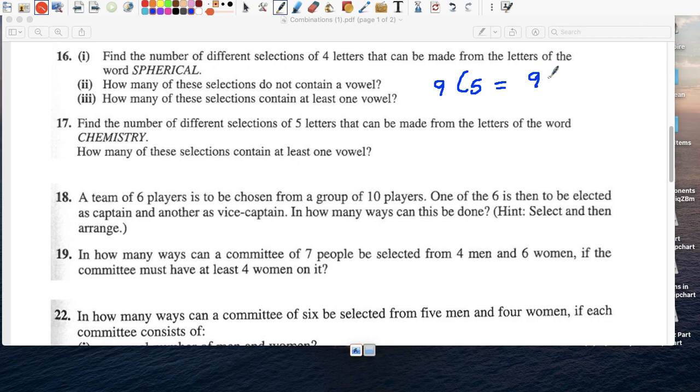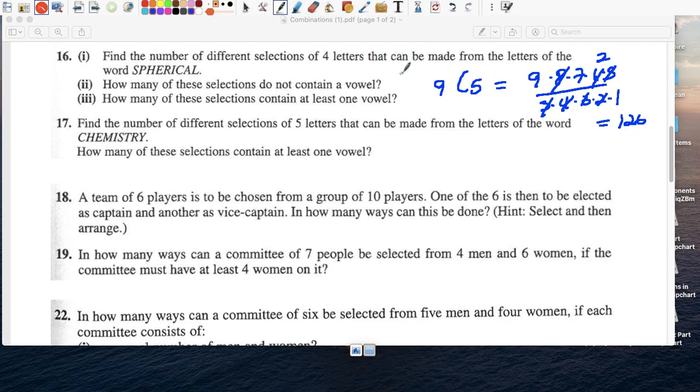So we're going to go 9, 8, 7, 6, 5 over 5, 4, 3, 2, 1. The 5 and 5 cancel, the 4 and 2 get rid of the 8, the 3 and 6 becomes 2, and then again this becomes 126. Must contain at least one vowel.